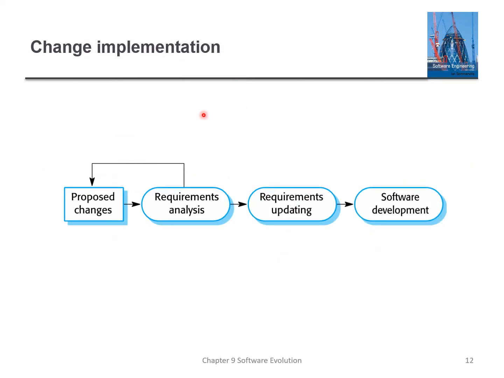Looking at the change implementation phase in greater detail. Before any proposed changes can be done, remember this is evolution, so it is done after the software is already ready. The programmer who is going to do the changes needs to do some analysis first on the current system, read the specification manual, look at the test data and so on, and after that update the requirements, and then modify the system.